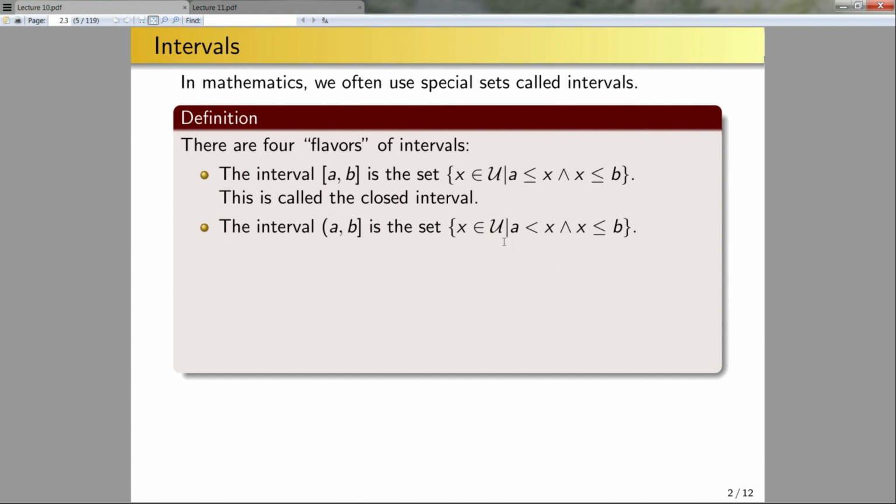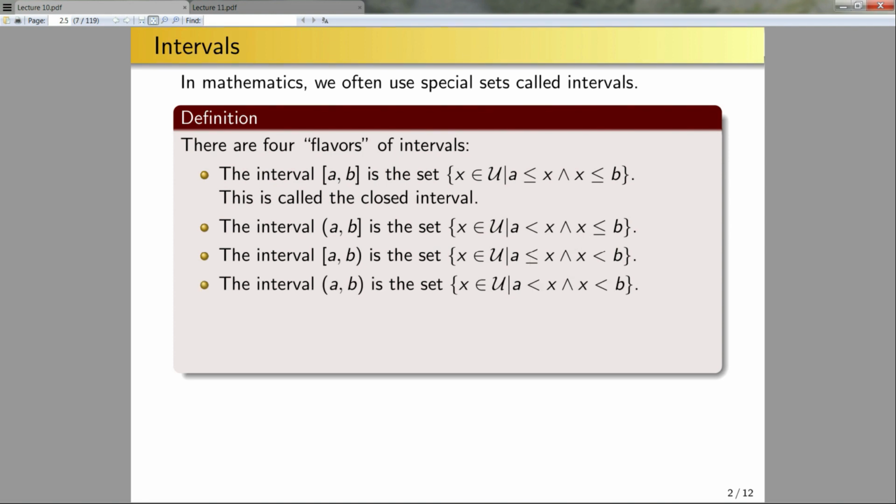Next, we have the interval (a, b], with a parenthesis and a closed bracket. This is the set of all elements x in U such that x is greater than a and x is less than or equal to b. Our next friend, the interval [a, b), that's going to be the set of all x in U such that a is less than or equal to x and x is less than b. And finally, our friend, the interval (a, b) with both parentheses, will be the set of all x in U such that x is greater than a and x is less than b.